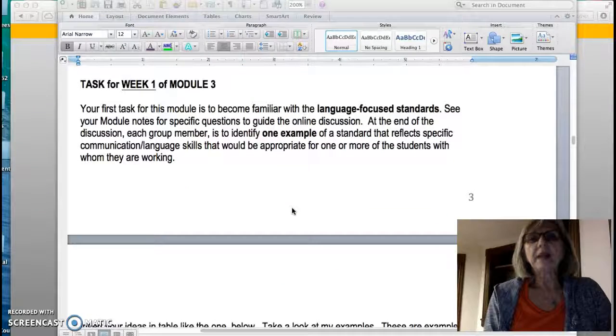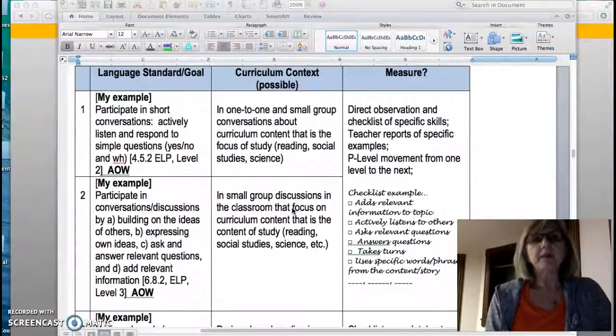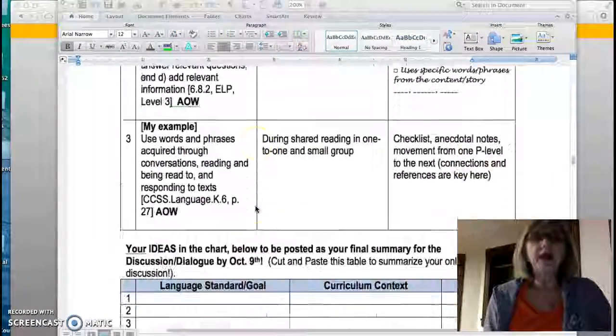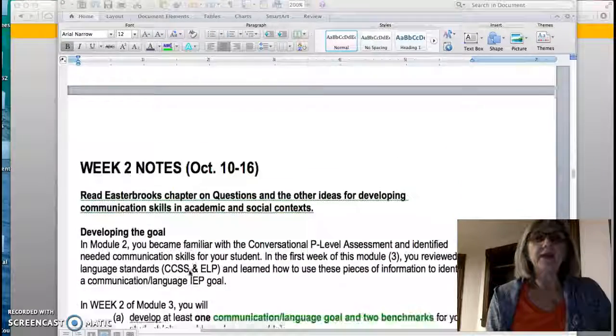Then I describe task 1, what you have to do. And here is my example. Find a language standard, talk about where you would find this skill and where you might actually help support a student's learning of this particular skill, and then how you might measure it. You could cut and paste this from my notes for your group, but each person contributes a goal. And that is week 1.